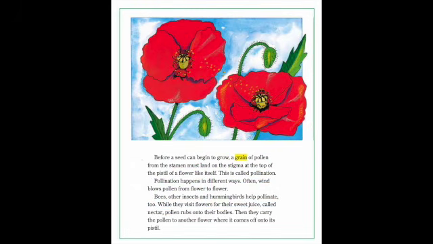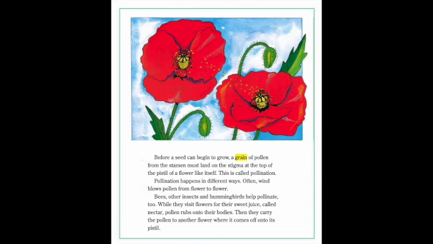Before a seed can begin to grow, a grain of pollen from the stamen must land on the stigma at the top of the pistil of a flower like itself. This is called pollination. Pollination happens in different ways. Often, wind blows pollen from flower to flower. Bees, other insects, and hummingbirds help pollinate too.